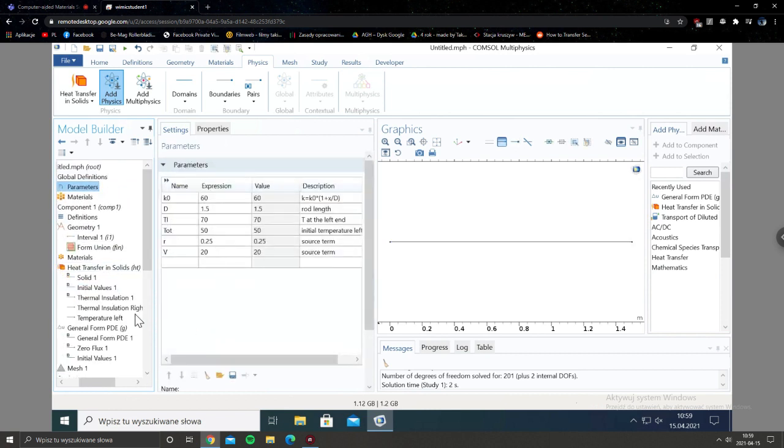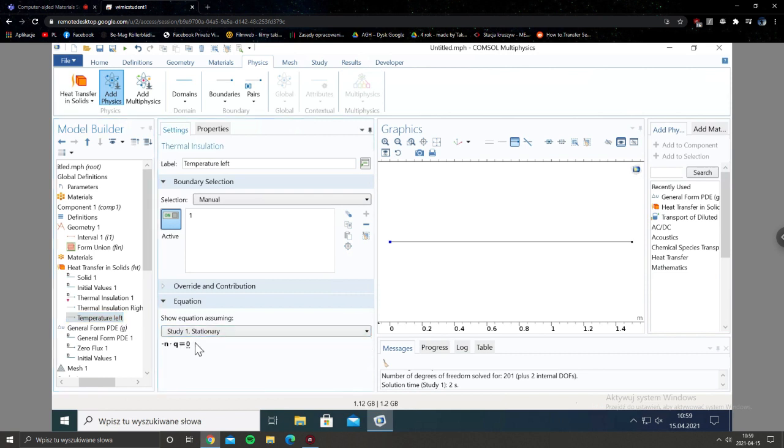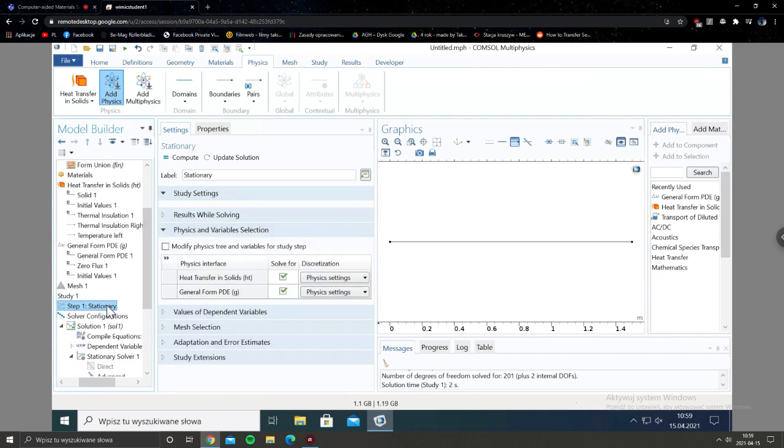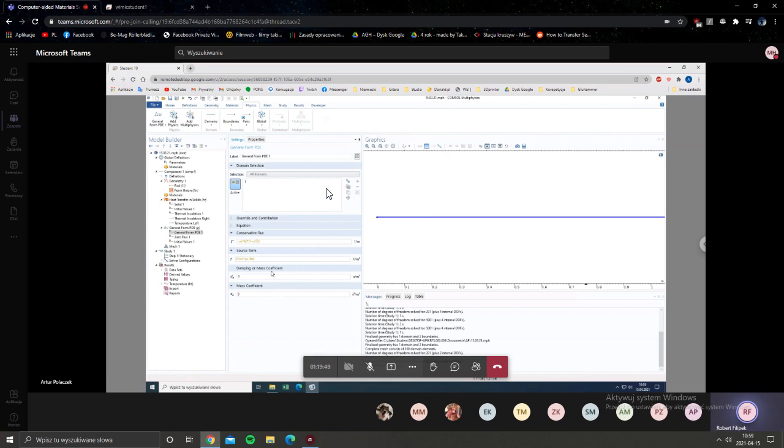Because what we are doing now, in the same project, we will solve this problem using different interfaces. One is this heat transfer in solids, and another one is General Form PDE. So we could do this as separate projects. However, we will do this in the same project because we will be able to compare the results. And here, capital T means temperature for the heat transfer in solids, while in General Form PDE, temperature is called U. Is it clear? Yes. Okay, good.